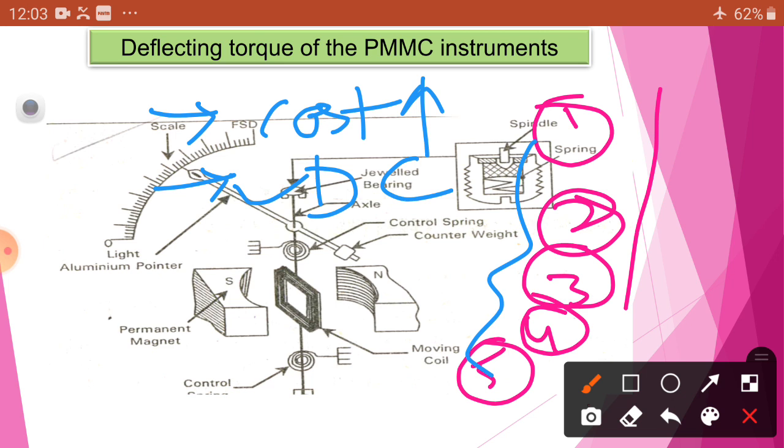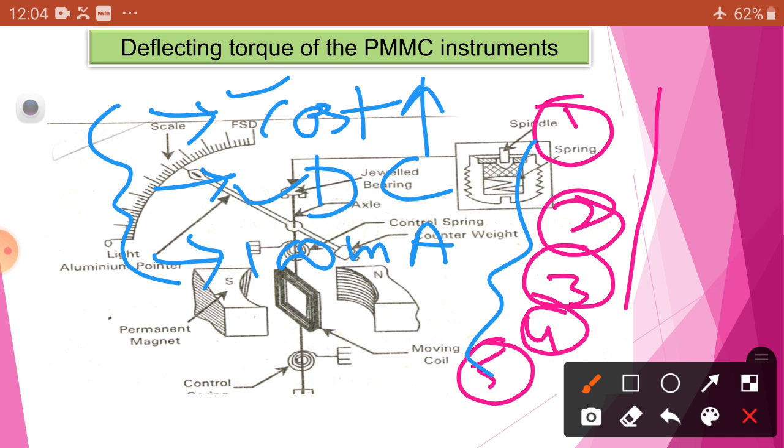At the same time, this instrument can measure only a small amount of current, nearly 100 milliamperes only. If I want to measure 1 ampere, I can't measure it here, so I require some additional equipment. So these are the three disadvantages: one is the high cost of this instrument, it can be used only for DC, and it has a limited current carrying capacity, only 100 milliamperes. So these are the disadvantages.